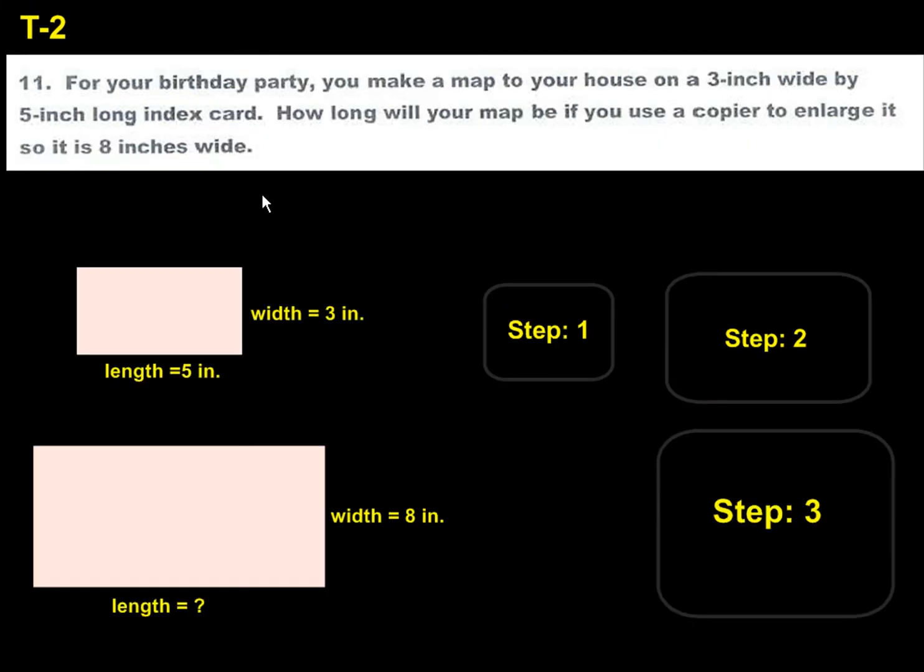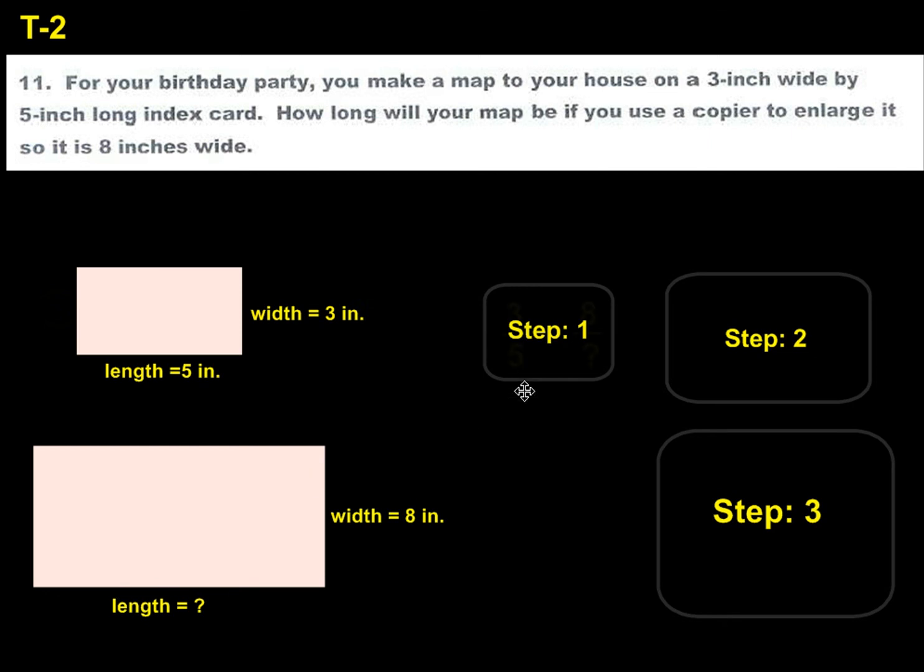And number 11. For your birthday party, you make a map to your house on a 3-inch wide by 5-inch long index card. And I've represented that right here. How long will your map be if you use a copier to enlarge it so it is 8 inches wide? So, looking at corresponding sides, here's the larger map. The width was the same on both 3 and 8, so I made sure that was the same for the pictures. The length in the original was 5. It's the unknown length for the larger.